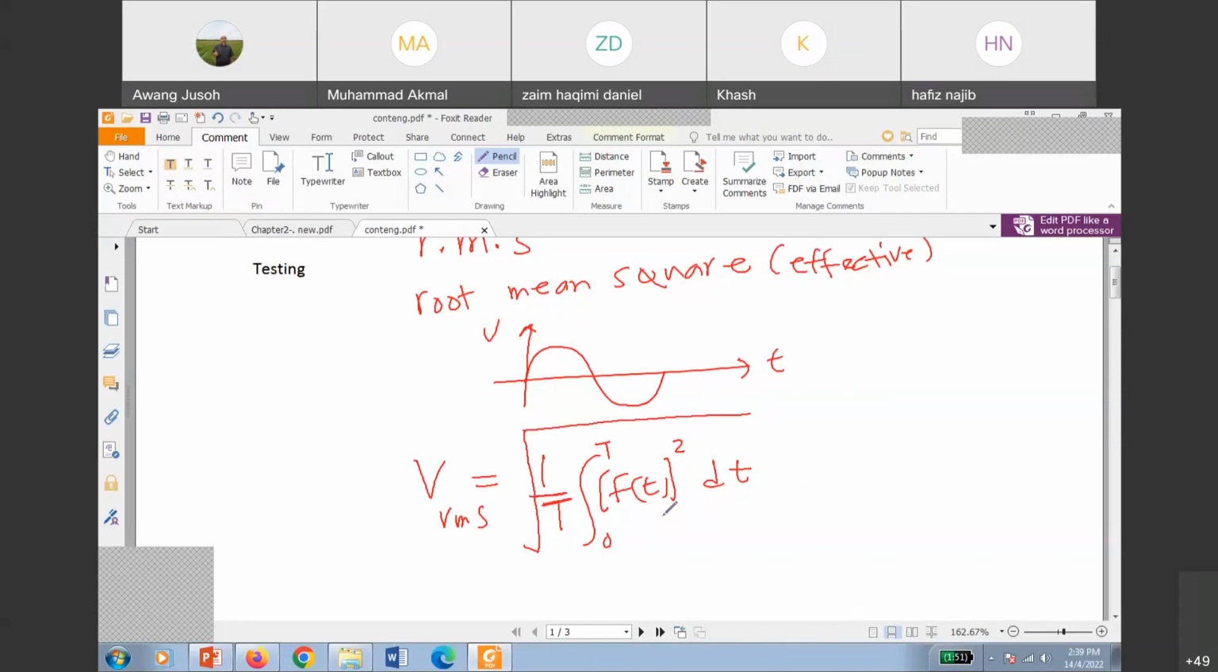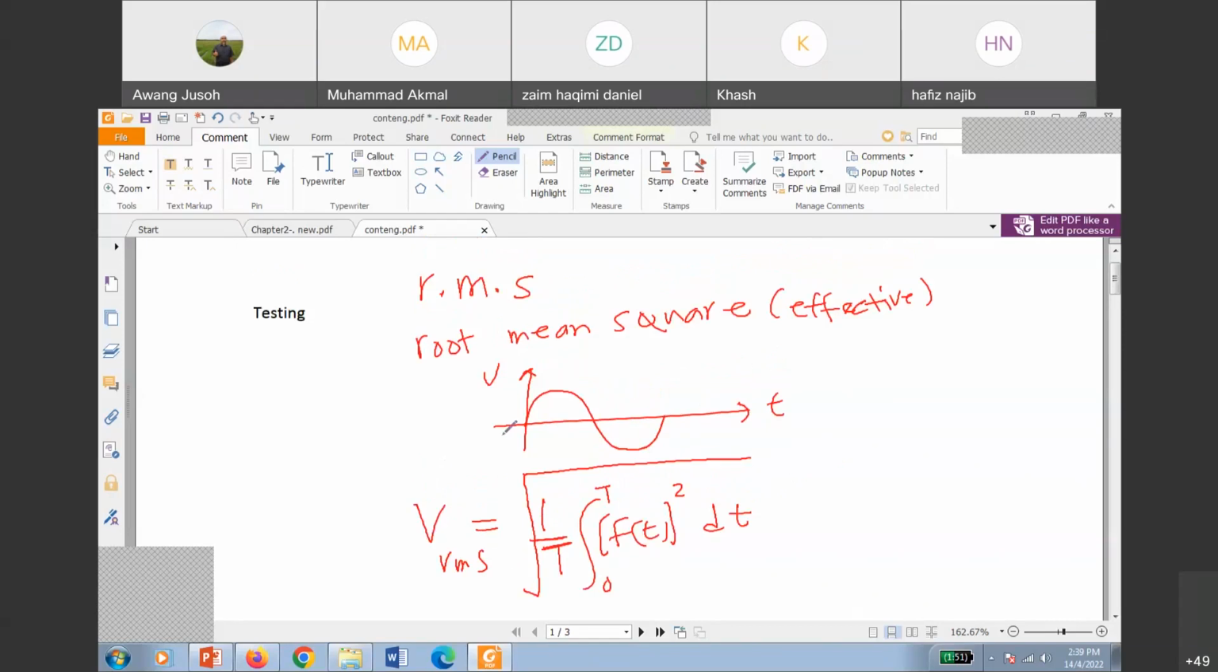This is the formula to find the RMS value, from 0 to T. The RMS is the effective value, so first you have to integrate the function squared, and then divide by T, and after that take the square root of the result.